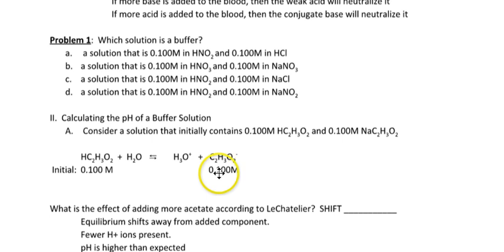Well, what's going to happen? It's going to shift to the left is correct. So equilibrium will shift away from the added component. It's going to shift over here. So by shifting left, what happens to the amount of hydronium ion? It's going to decrease because it's going to shift to the left. So if it decreases, that means I have less acid, so pH is going to be higher than expected. Remember, if you lose the acid, the pH goes up. Okay, let's go to the next page.